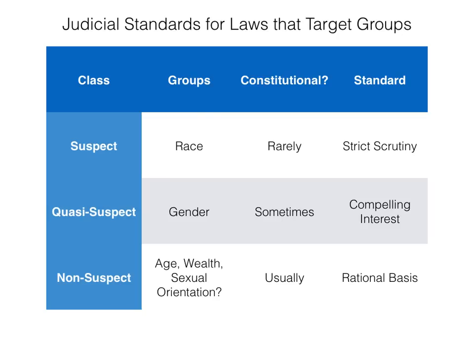The next class is what we call quasi-suspect class. Gender is the sort of big example of a group that is a quasi-suspect class. There are sometimes cases where rules that treat men different than women are constitutional. The standard for deciding when a law that treats men and women differently is constitutional is based on the standard of compelling interest. So here's a law that is definitely not constitutional.